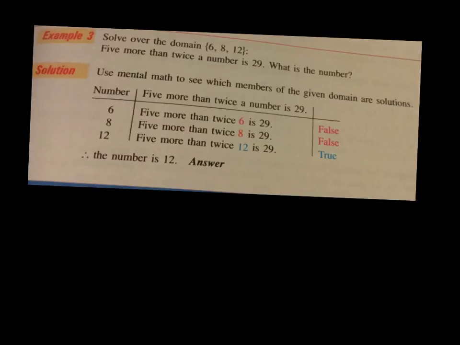All right, so this example has a little bit more going on. We still have a domain, which is 6, 8, and 12. They're not telling us what the variable is. They're just saying domain. Domain means these are the options. This is what I want you to plug in for the variable once I figure out what the variable is. Okay? And instead of giving us an equation, they give us a sentence that we then need to translate into an equation. And they're asking us, what is the number?